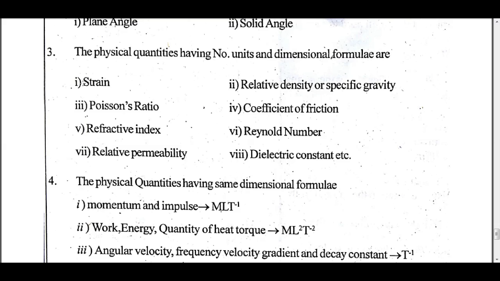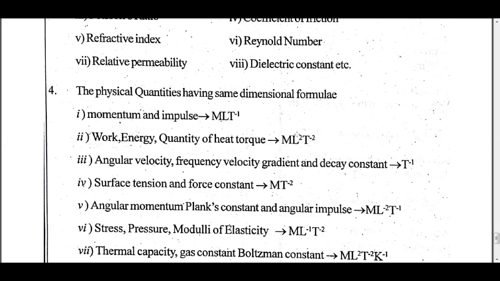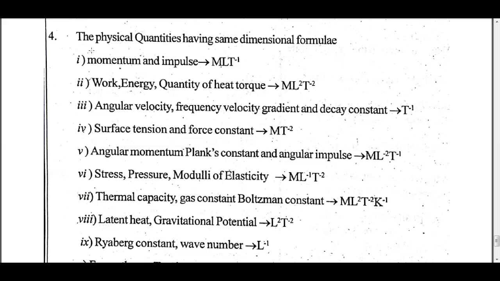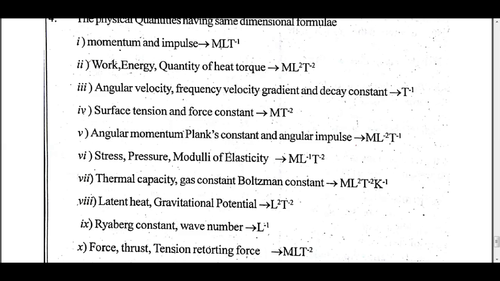Relative density or specific gravity, Poisson's ratio, coefficient of friction, refractive index, Reynolds number, relative permeability, dielectric constant. These have no units and no dimensional formula. And here one more thing is the physical quantities having the same dimensional formula. Here momentum and impulse have the same dimensional formula. Work, energy, quantity of heat and torque have the same dimensional formula. Angular velocity, frequency, velocity gradient and decay constant have the same dimensional formula, that is T power minus 1.